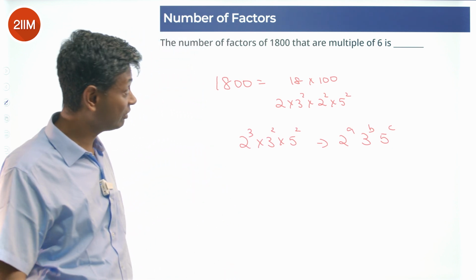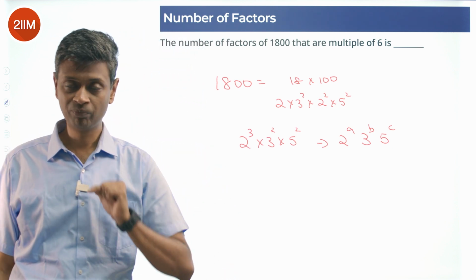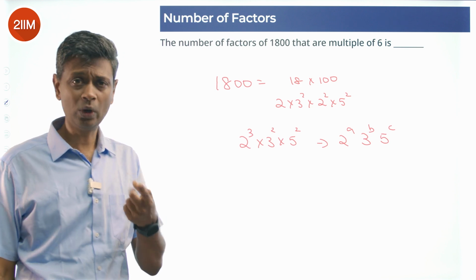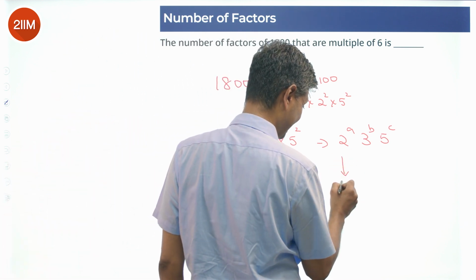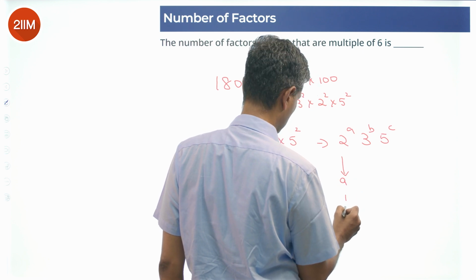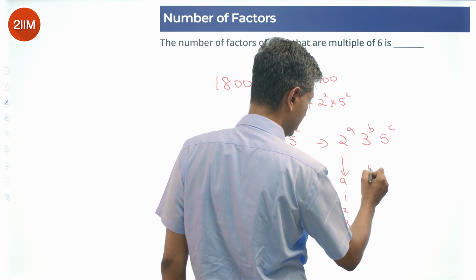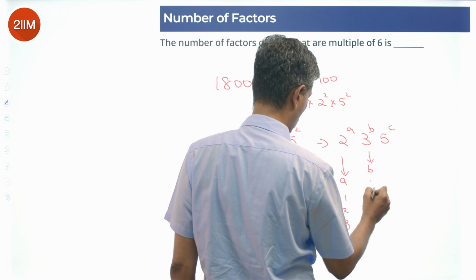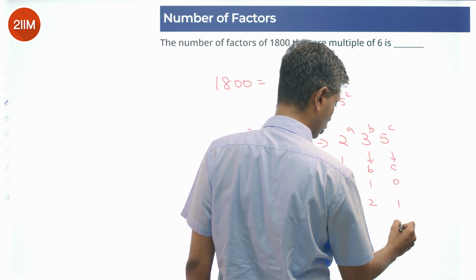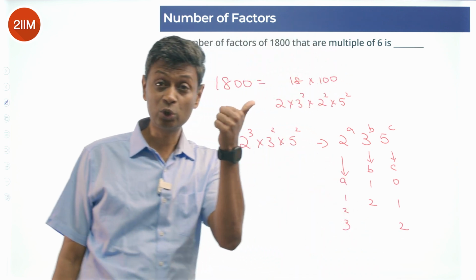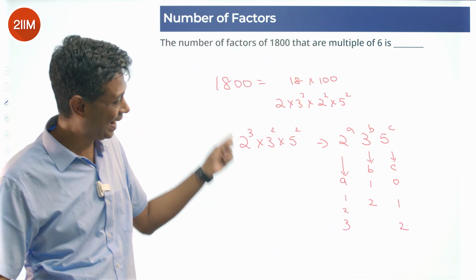Now any factor of this number has to be a multiple of 6. So the factor should have a 2 and a 3, or quite simply, here a can take values 1, 2 or 3, b can take values 1 or 2, c can take values 0, 1 or 2. There has to be at least one 2 and at least one 3 in the factor.